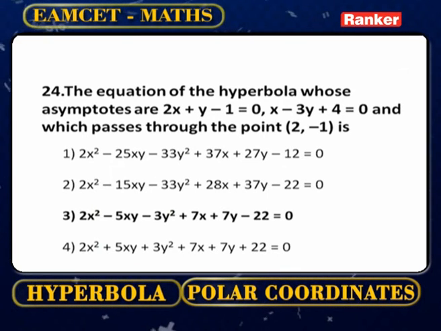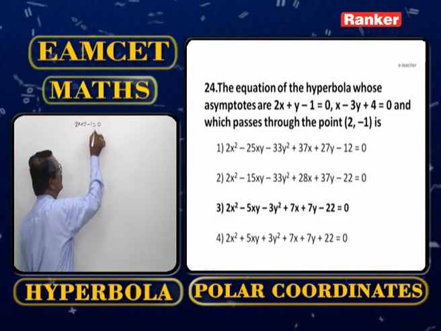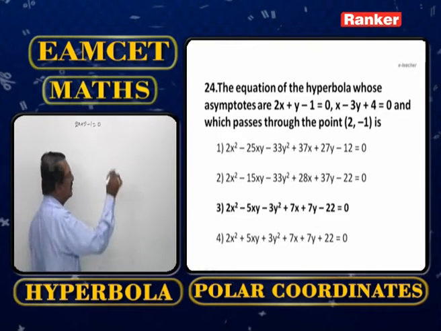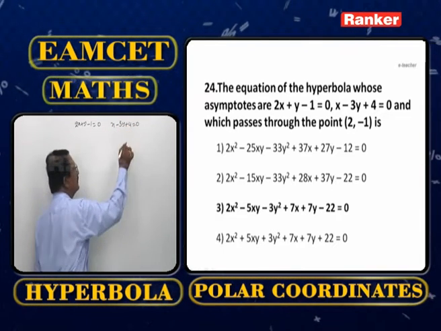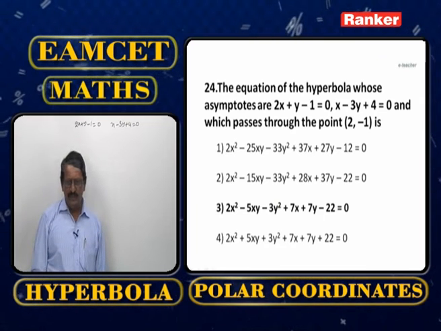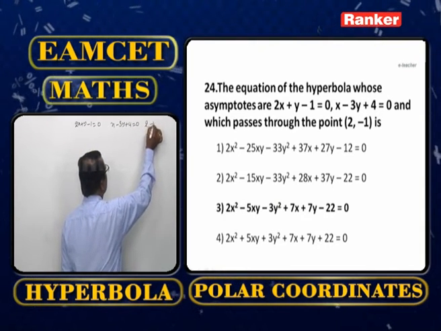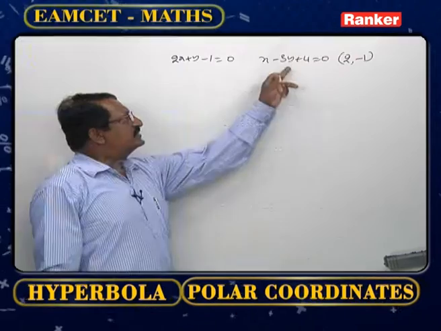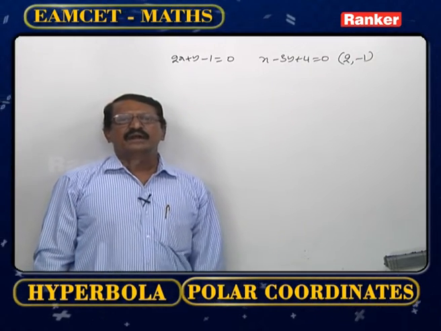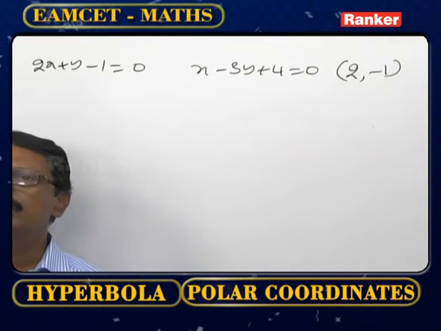The equation of the hyperbola whose asymptotes are 2x plus y minus 1 equals 0 and x minus 3y plus 4 equals 0, and which passes through the point (2, minus 1). Now, given the separate equations of the asymptotes of the hyperbola, and the hyperbola passing through the point (2, minus 1).